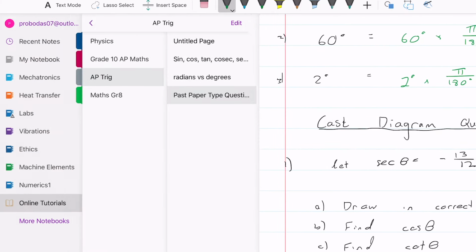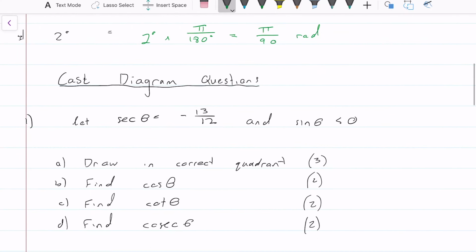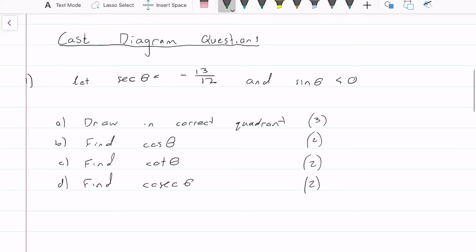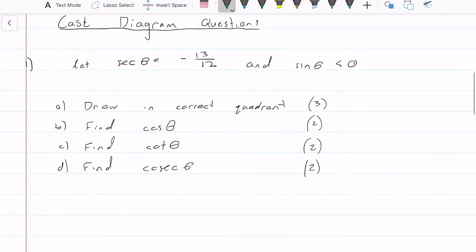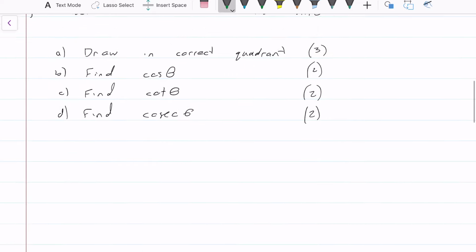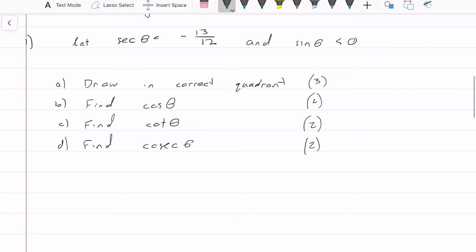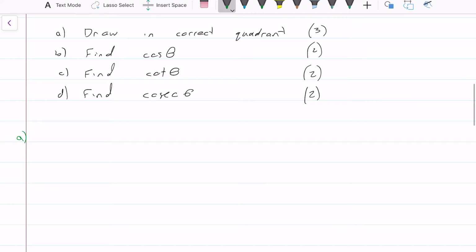Next we have a nice cast diagram. Let's look at the first question. It says let sec theta equal minus 13 over 12 and sine theta is less than 0. The first thing to always do is draw the diagram, and it looks like that's what they've asked us first anyway. So let's draw it on the side and small first.